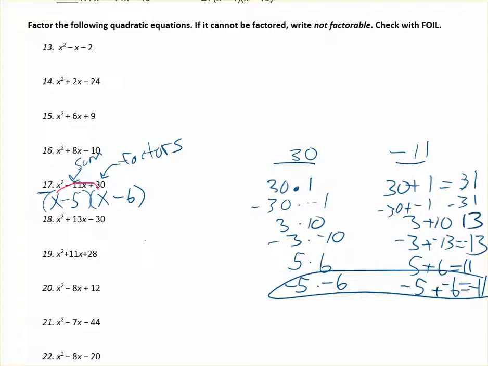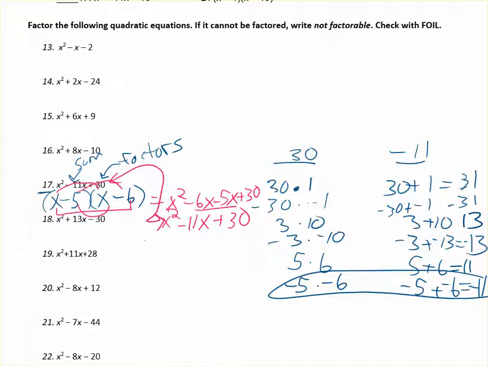So first times first is x squared. That works. Then I would have x times negative 6, that's negative 6x. Then I would have negative 5 times x, that's negative 5x. And then I would have last times last is negative 5 times negative 6 would be a positive 30. All I have left is to add my middle two like terms together. Double check that this matches this. X squared minus 11x plus 30, it does. So then we know this is the solution. This right here is the solution, not the checking.